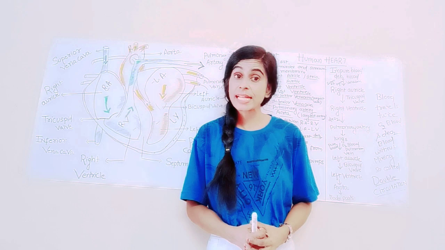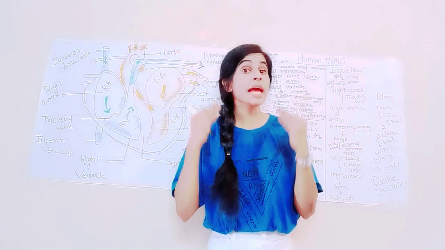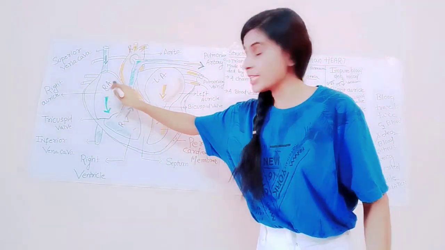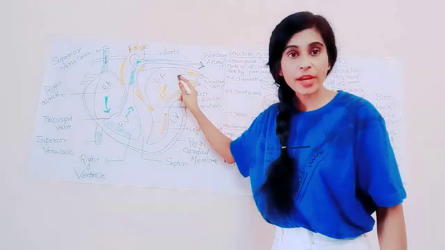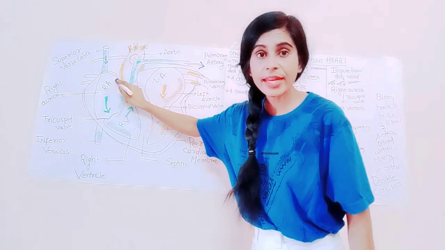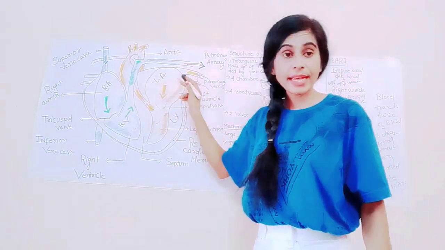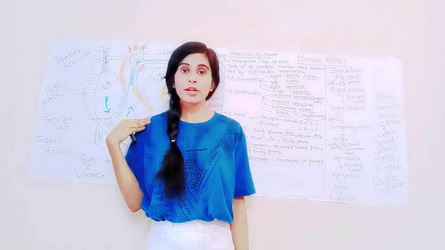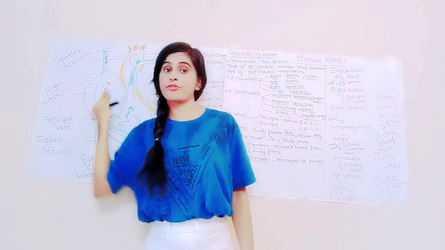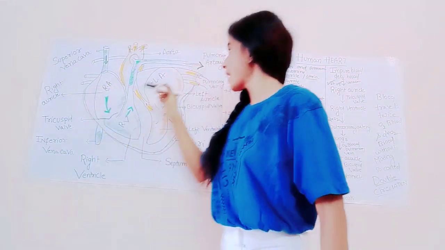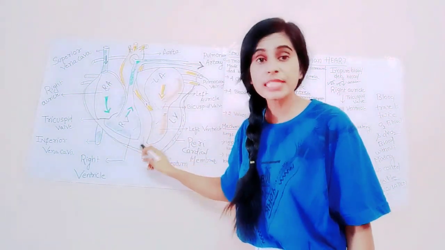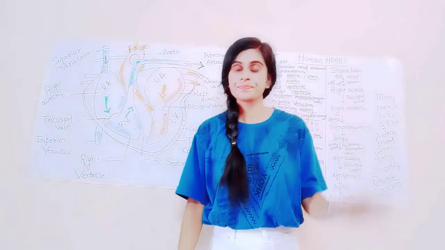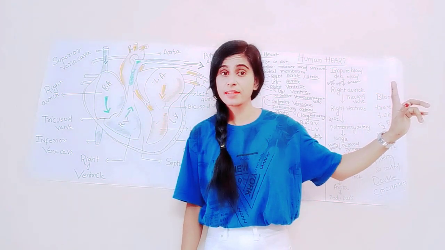How many chambers are there inside the heart? 4 chambers. First, right auricle and left auricle. When I am standing like this, this is the right side of me, so here comes the right side of it. Right auricle and left auricle. The lower chambers are called right ventricle and left ventricle. First point clear, children?